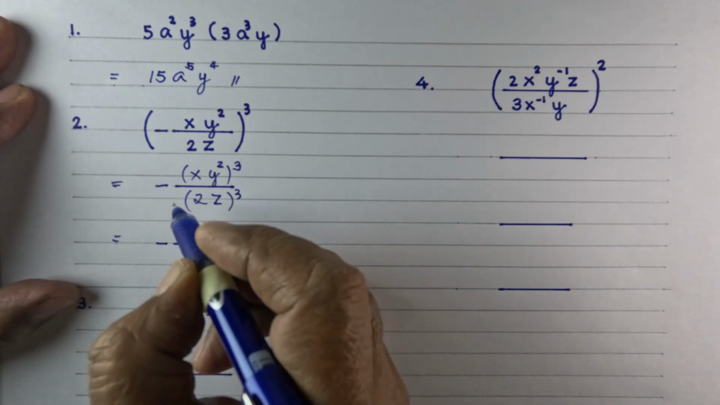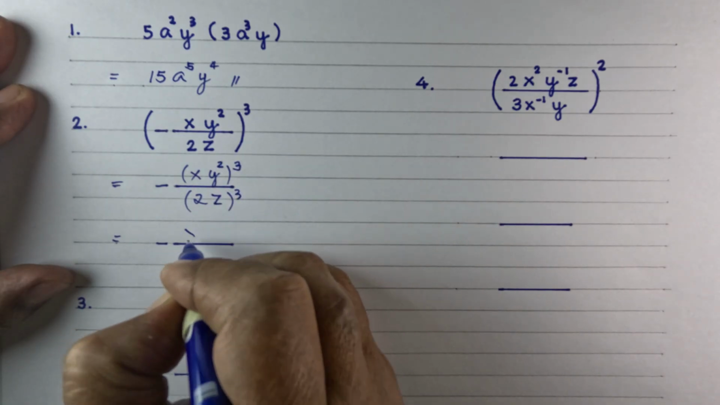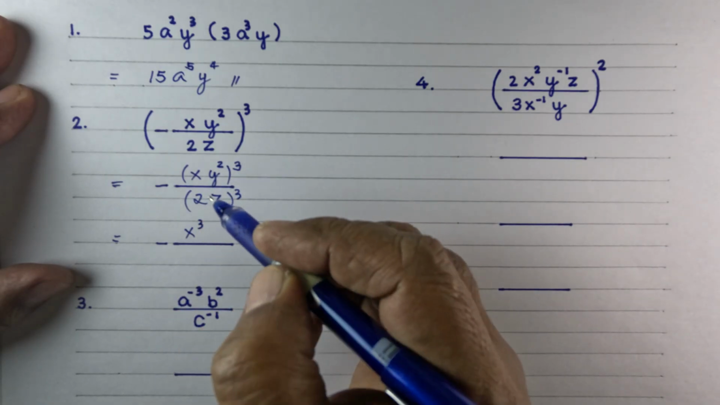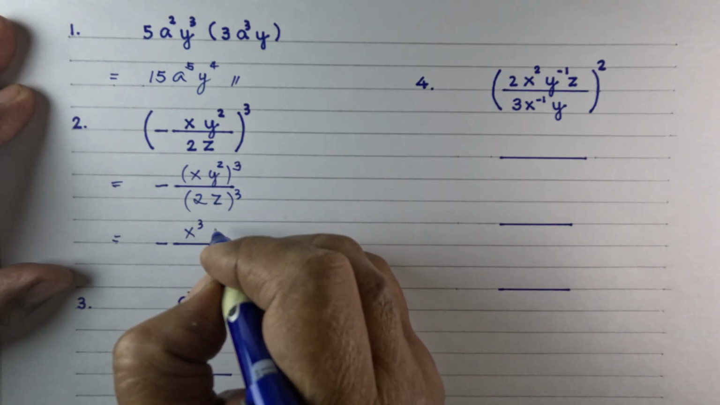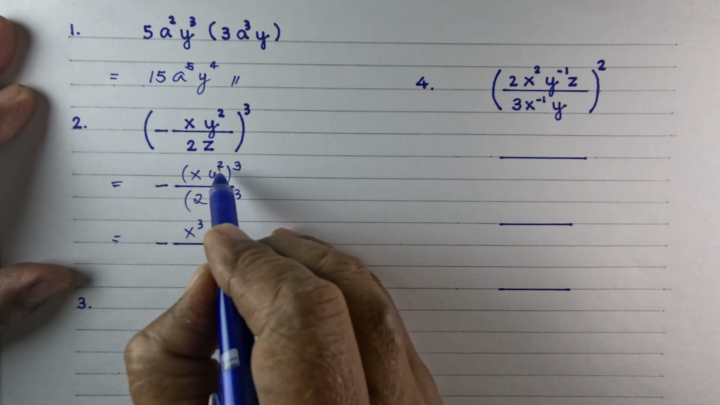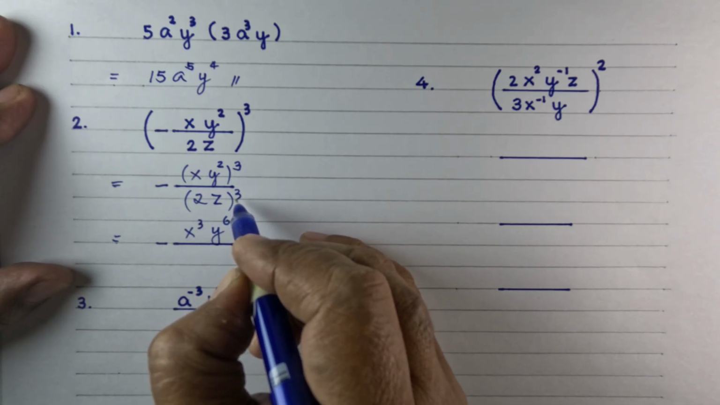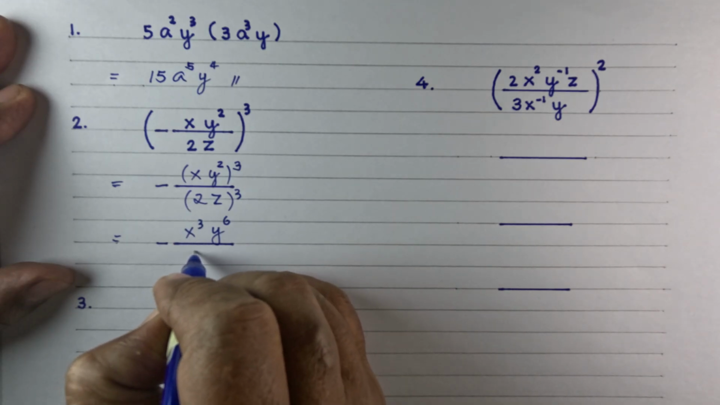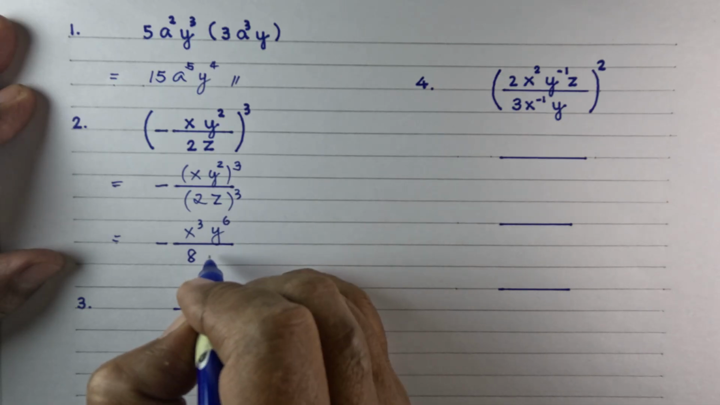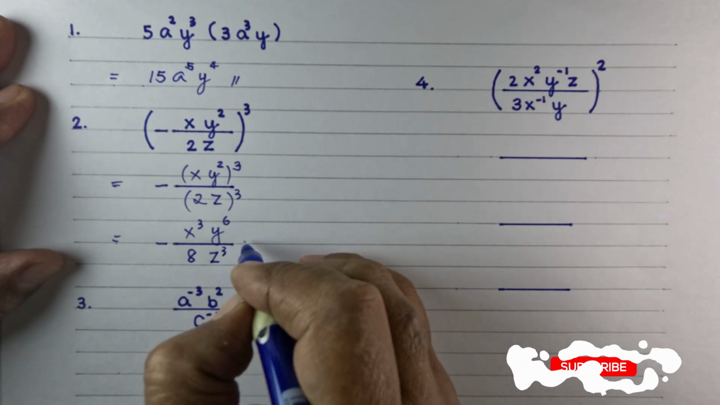So that's now minus. x raised to the third power is x cubed. Y squared raised to the third power is y to the sixth power. We simply multiply their exponents. 2 raised to the third power is 8. Z raised to the third power is z cubed. And that's the answer.